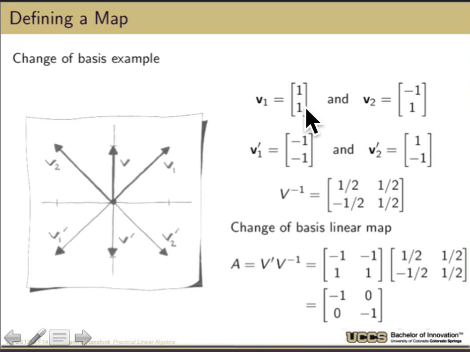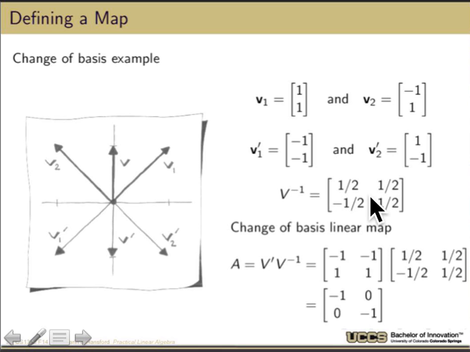We have V1 is 1, 1, V2 is minus 1, 1, V1 prime is minus 1, minus 1, V2 prime is 1, minus 1. This gives us the matrix for V, and the matrix for V prime. And now I can talk about what V inverse is. V inverse is 1/2, minus 1/2, 1/2, 1/2.